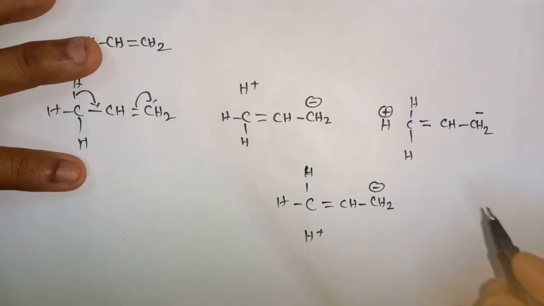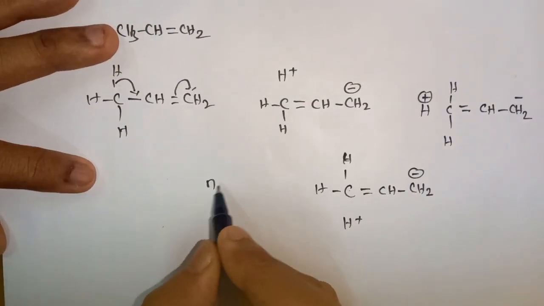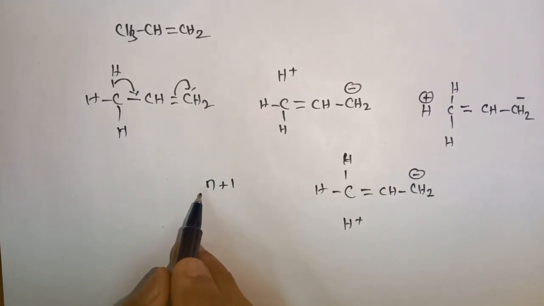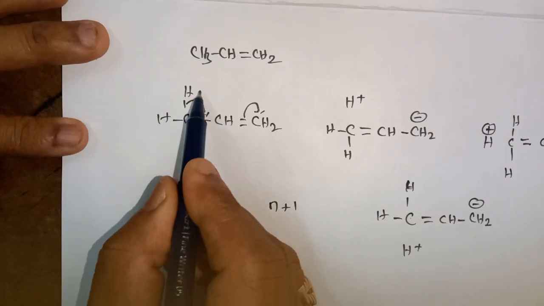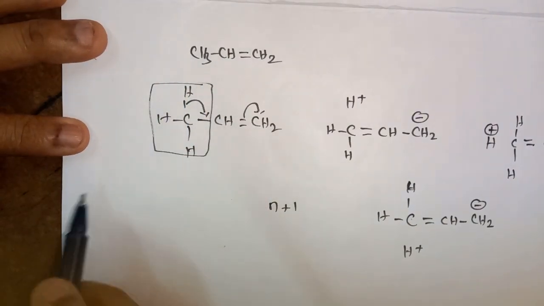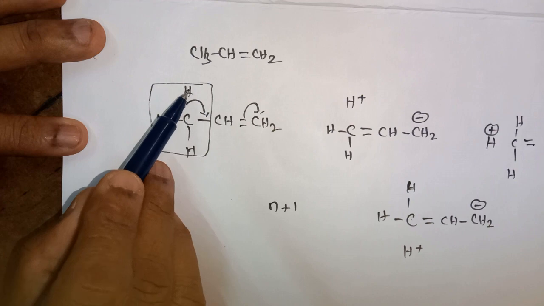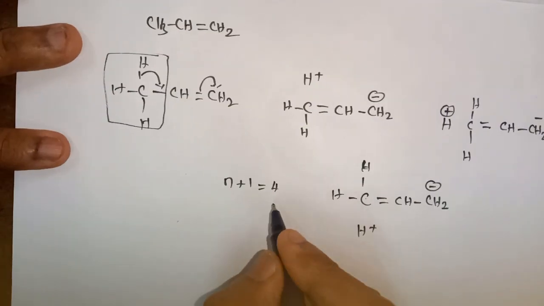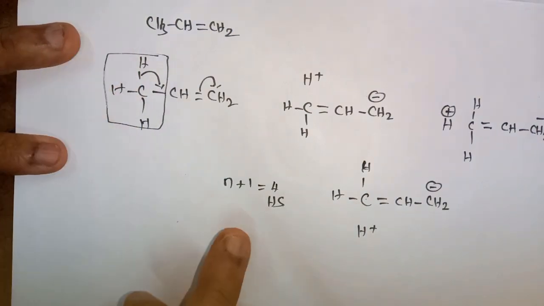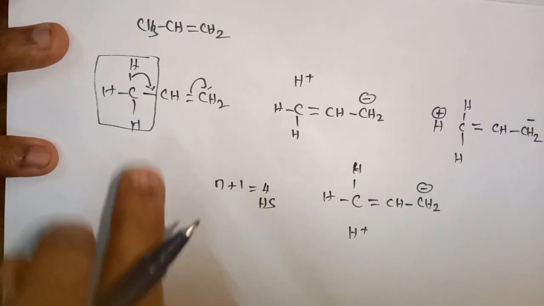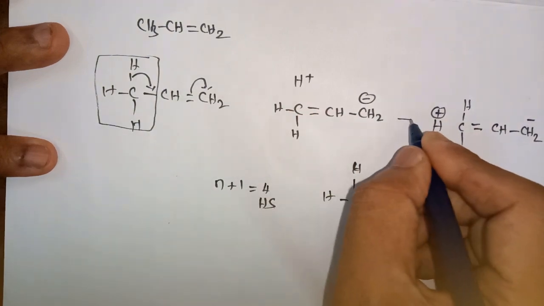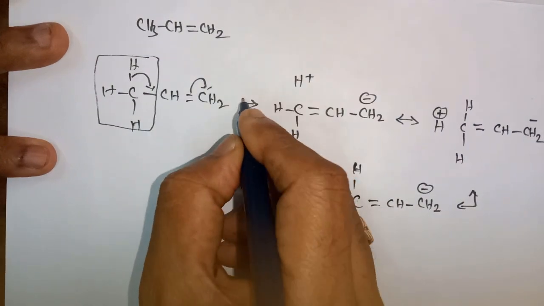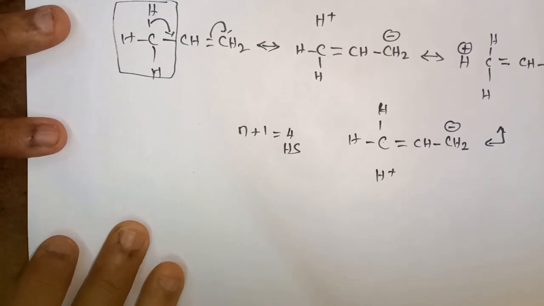We will have to write that the total number of hyperconjugative structures is equal to n plus 1. What is n? n is the total number of alpha hydrogens. Here, the total number of alpha hydrogens is 1, 2, 3, so 3 plus 1. The total number of hyperconjugative structures for this propene is 4: 1, 2, 3, 4. We will have to draw the double-headed arrow mark like this.